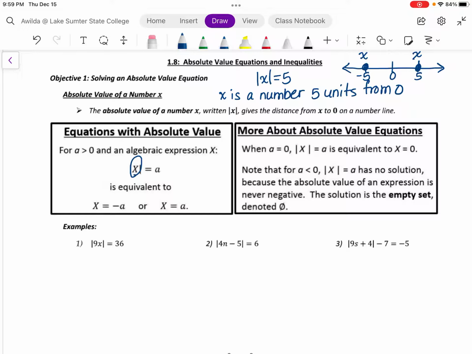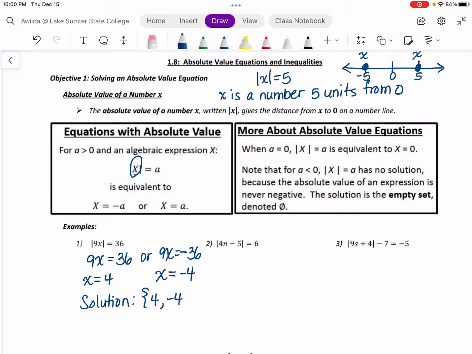Because 36 is positive, we can say that 9x is a quantity that is 36 units away from 0, either 36 units to the right or 36 units to the left at -36. This gives us two different equations to solve. In the first equation, by dividing both sides by 9, we get that x could be 4. In the second equation, dividing both sides by 9 gives us that x is equal to -4. That means that there are two solutions to this absolute value equation. The value 4 and the value -4 are both solutions. We use the curly brackets to designate a set.